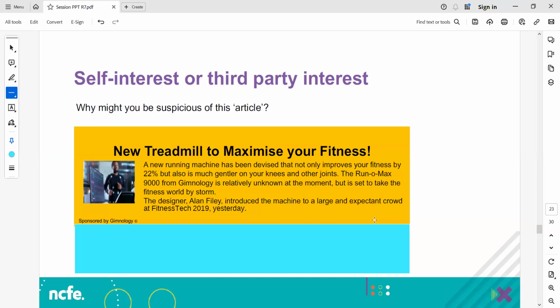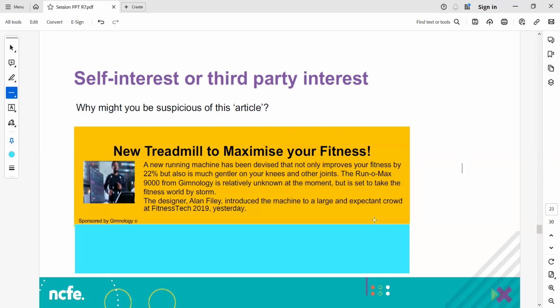That's Gymnology, yeah. So the Runner Max 9000 from Gymnology. But we can also see that it says this paragraph here in a magazine is sponsored by Gymnology. So it only tells us how great the Runner Max 9000 running machine is.